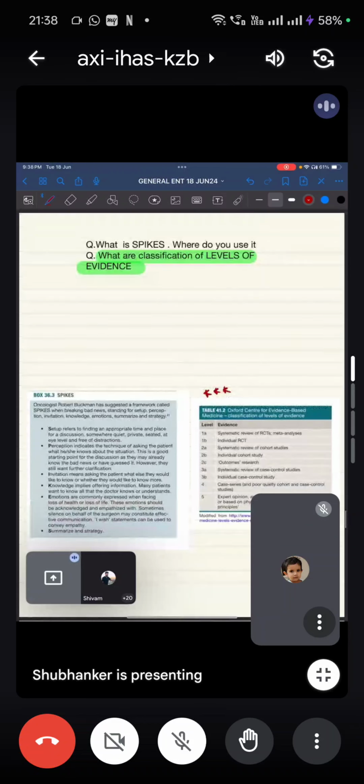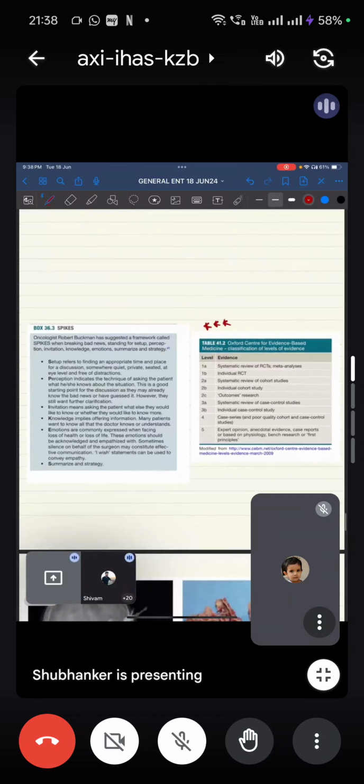ठीक है. Coming to what is SPIKES and where do you use it, ठीक है. So this is breaking bad news. Yes, breaking bad news. ठीक है. So I'll highlight that thing, breaking bad news. Full form ये लिखा हुआ है, please रट लेना, है ना. Exam में if it comes and then you start accusing yourself that I didn't study that, that's not a very good thing. So please, not read, just remember what is SPIKES. ठीक है. Give it a try आज शाम को and same thing tomorrow morning. You will not forget it.